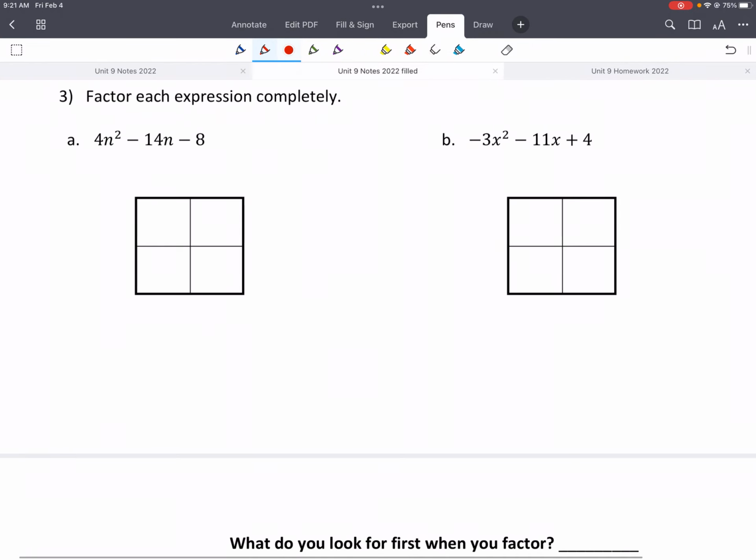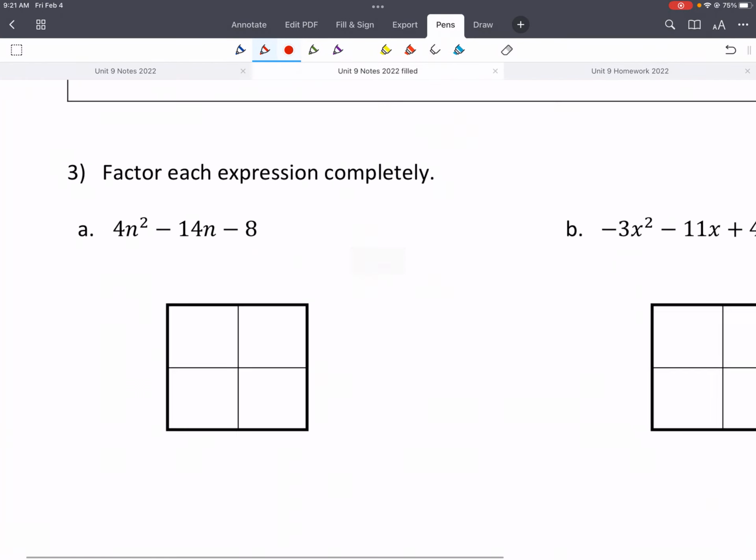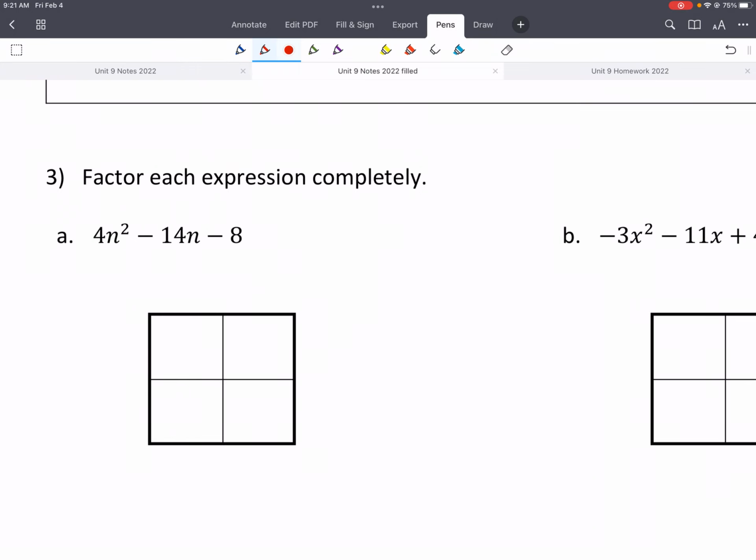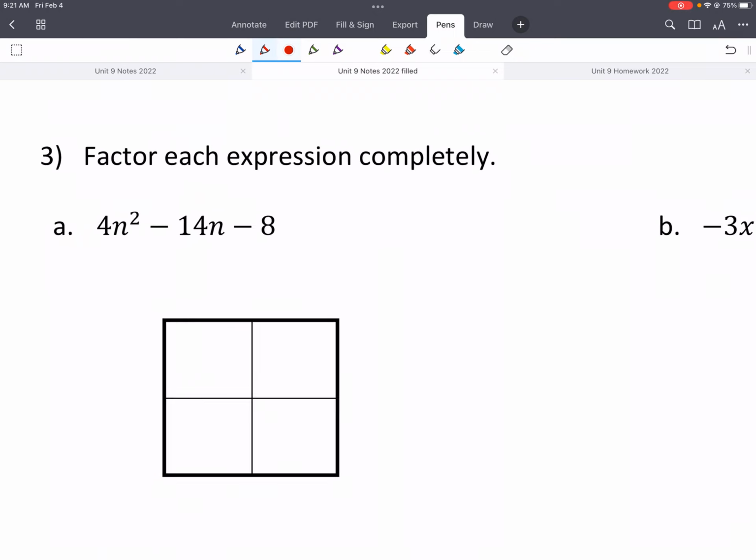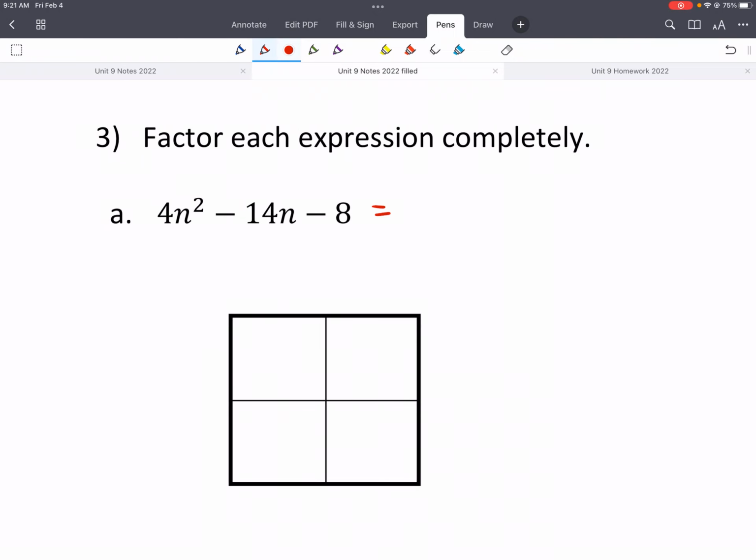All right, so let's do some other examples. Looks like we have a few here. So, step 1, greatest common factor. Is there one? Yes, there is. Okay, so we would want to factor out, looks like a 2. 2 would go into all of that. 4 goes into 8, but 4 doesn't go into 14. So we'd want to take out a 2, and then we'll divide everything by 2, and we'd get 2n squared minus 7n, and then minus 4.